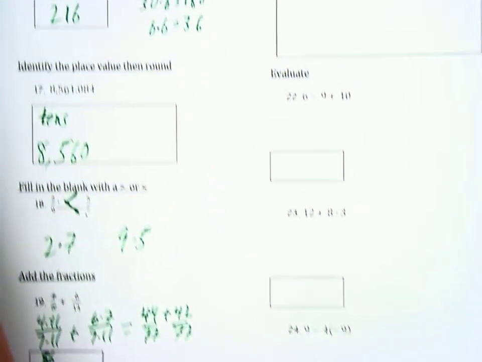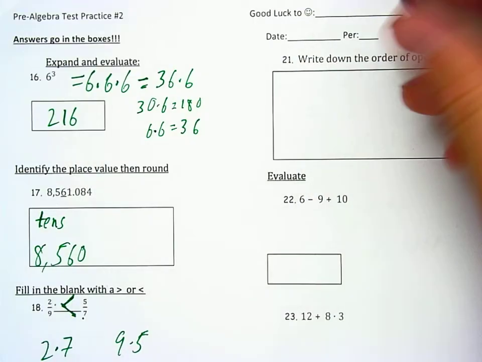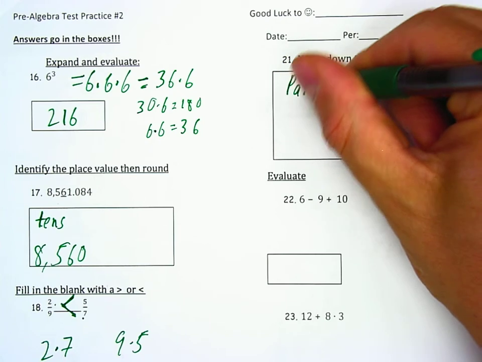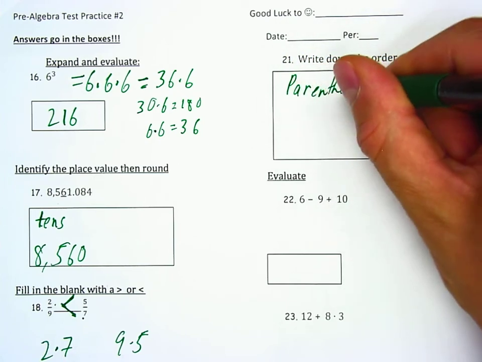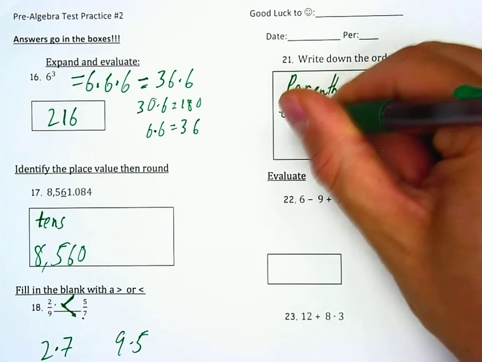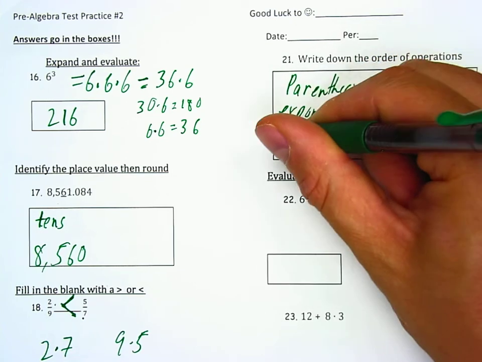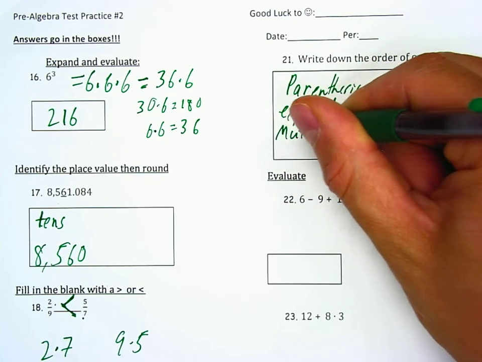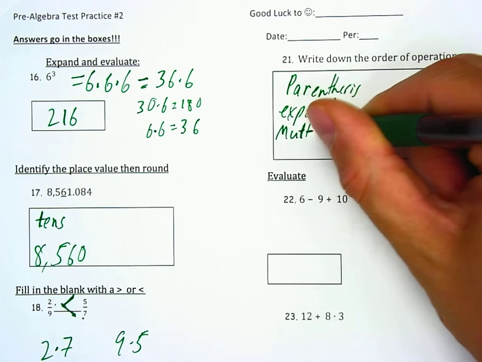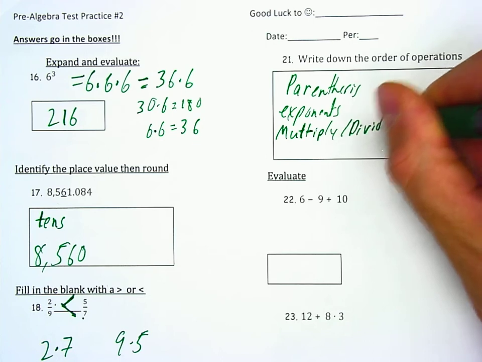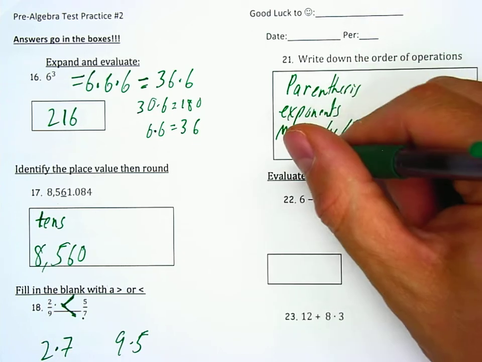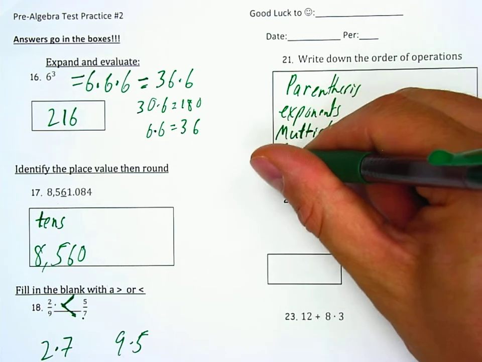All right, next question. Write down the order of operations. Parentheses are always first, or grouping symbols. If you want to call them grouping symbols, that's fine. Followed by exponents. Followed by multiply and divide. Multiply and divide. Again, these have the same hierarchy. You can list them in the same step or separate steps, I don't care. And then followed by add and subtract.